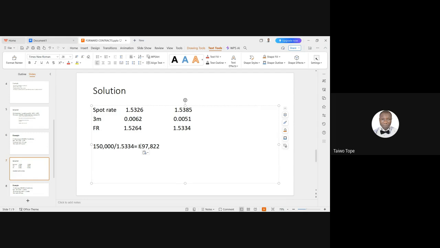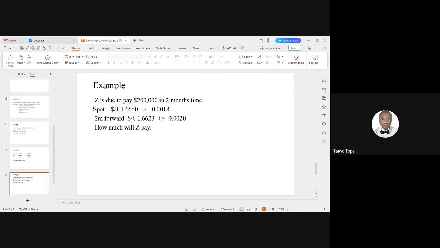Now let's take this further. Let's look at another scenario whereby Z is due to pay $200,000 in 2 months' time. The spot rate is quoted as dollar to pounds 1.6550 plus or minus 0.0018. The 2-month forward rate is quoted dollar to pounds 1.6623 plus or minus 0.0020. Now, what is the interpretation of this? There is nothing to get scared of here. It shows that the lower rate is what?